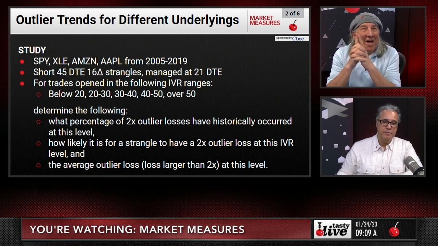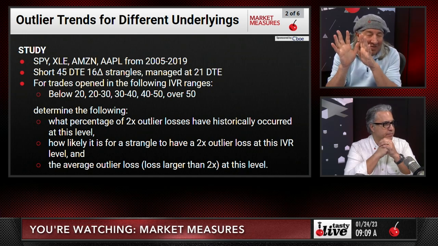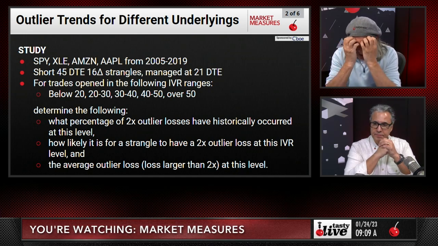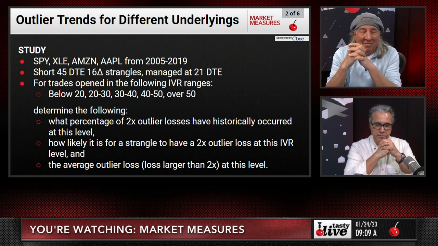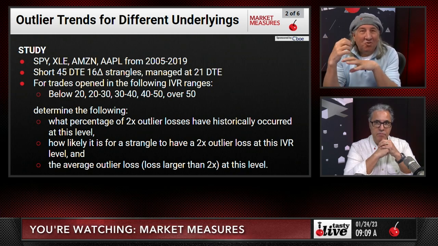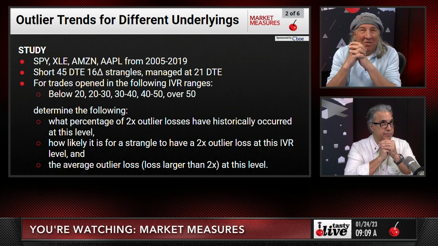Study SPY, XLE, Amazon, and Apple, from 2005 to 2019. Now, you're wondering why we're doing 2005 to 2019. It's just that there's so much data we have to process, it's a question of what's clean and what's scrubbed, and we don't want any bad data in there. So we just picked this time frame. It doesn't matter that it doesn't go to 2022.